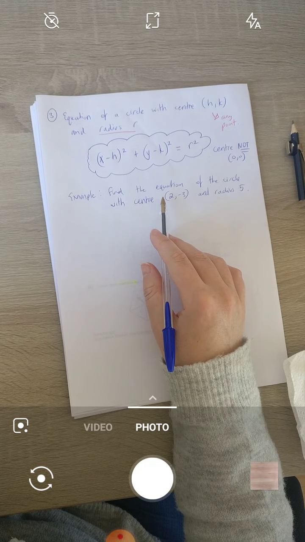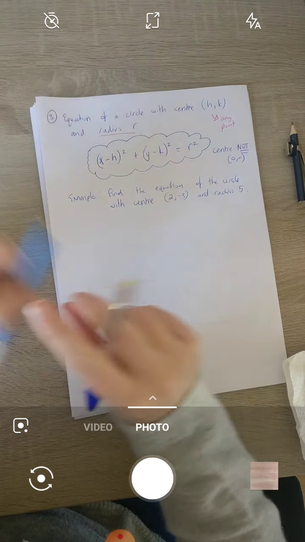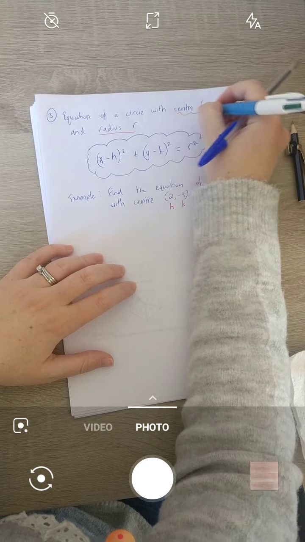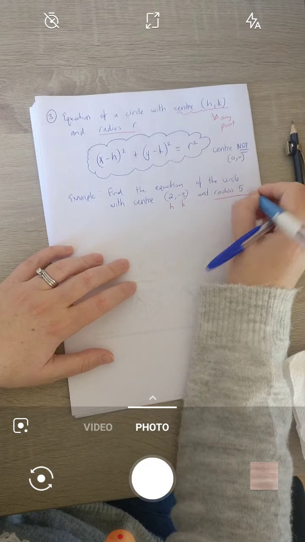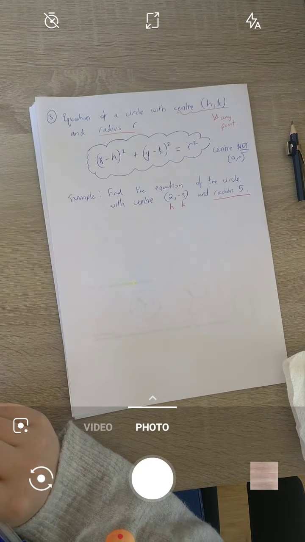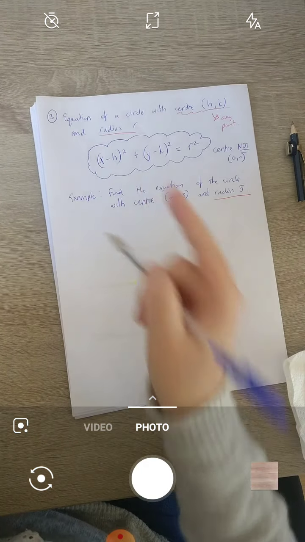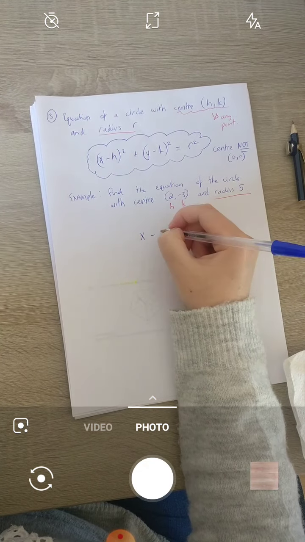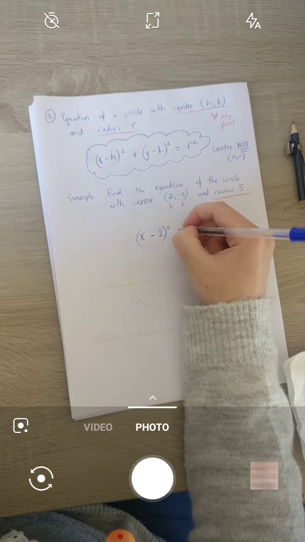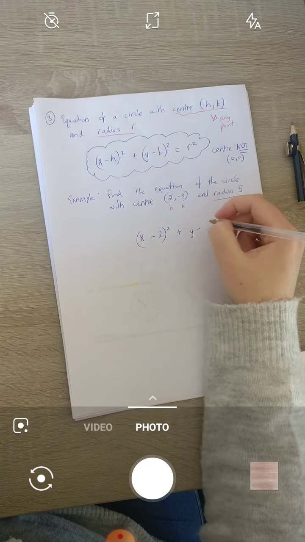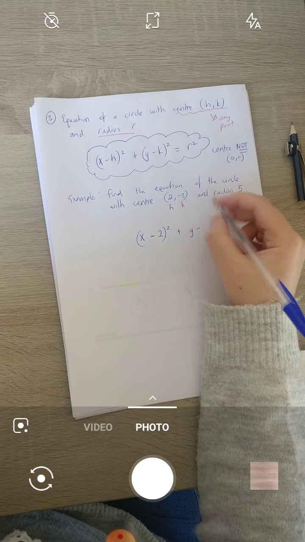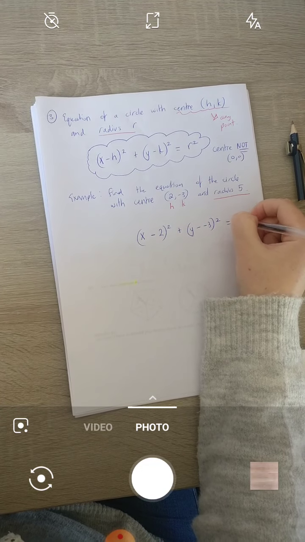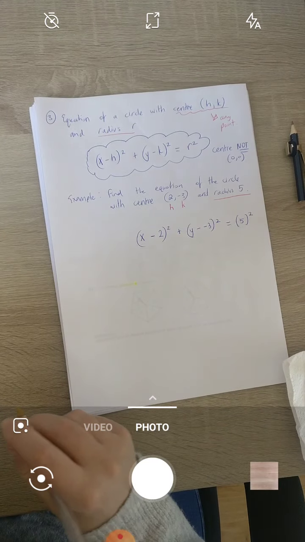It says find the equation of the circle with the center 2, minus 3. Now, the center of these circles is (h, k), so I've labelled it hk, and the radius is 5. So what I'm going to do is sub in all of that information into this circle equation. So we've x minus h, so x minus 2 to be squared, plus y minus k, so y minus 3. We need to be careful here with our signs, to be squared. And the radius is 5, but it's radius squared, so 5 squared.